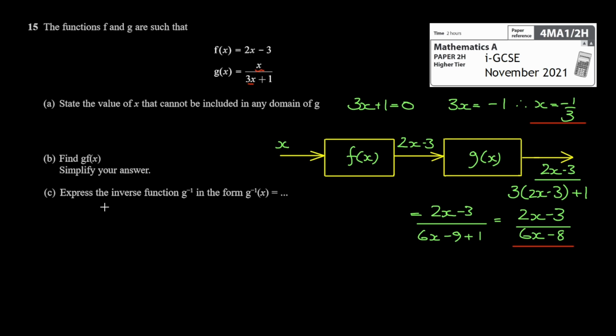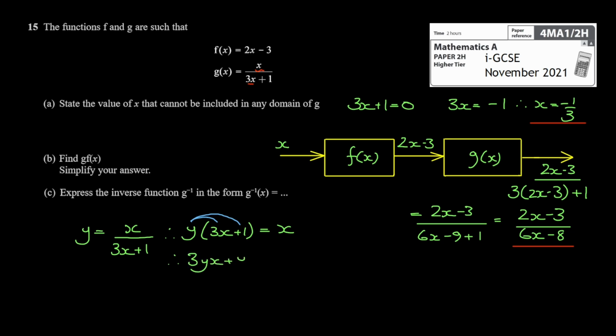And as usual in one of these questions, part C asks us to find the inverse of g of x. To do that, we need to bring back y. So we start by saying y is equal to x divided by 3x plus 1. We need to make x the subject. So let's first of all multiply both sides by 3x plus 1. Multiply the bracket out, and I get 3yx plus y is equal to x.